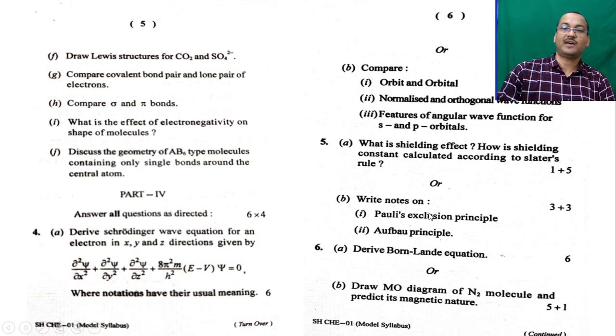The next question, Pauli's exclusion principle. You have to write a note on Aufbau principle. Then derive Born-Landé equation. Then draw MO diagram for nitrogen molecule and predict its magnetic nature.